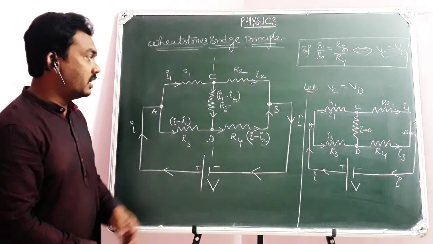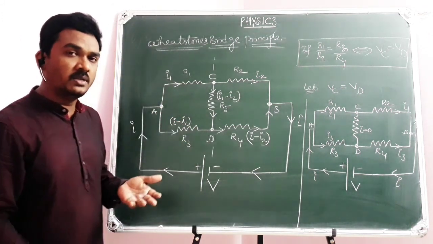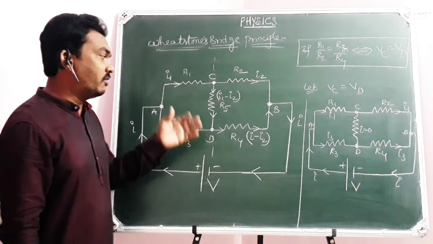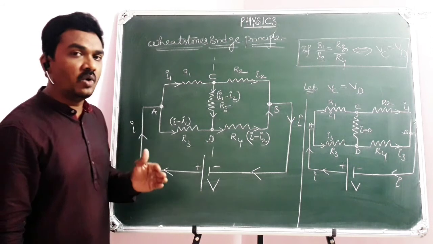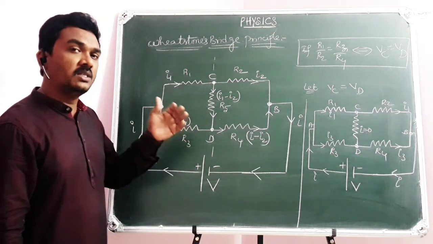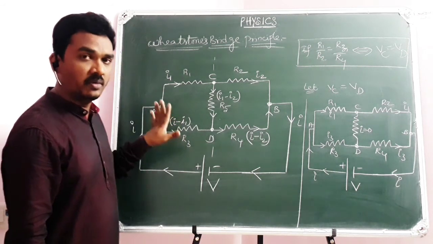Don't ask me that, sir. Here you have taken this as I1, I minus I1. You have asked to reduce the number of variables. Yes, I have told you. You have to reduce the number of variables in the electric circuit when there is a need to apply junction law of current, when there is a need to write KVL equations. This is to be followed.